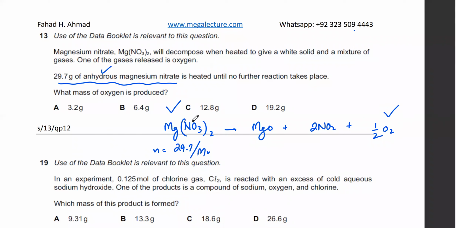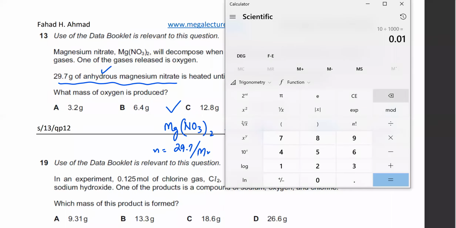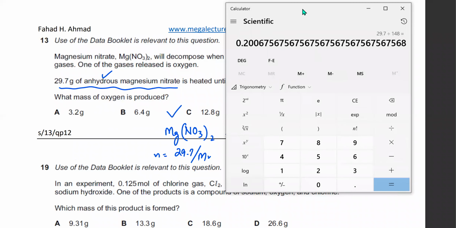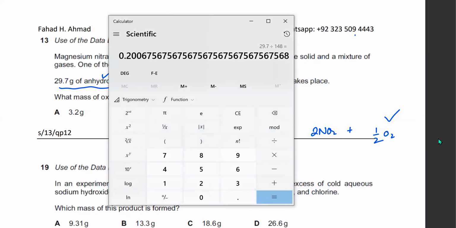In this case, it's 1:half. So you can find the moles of O2. Okay, we can do that quickly. So I've got 29.7, and the MR of magnesium nitrate I think is 148. You get this many moles, and remember the moles of oxygen are half of this. So I'm going to multiply that by 0.5.